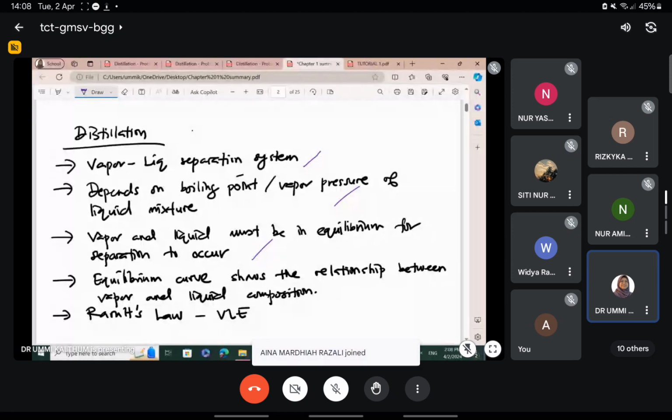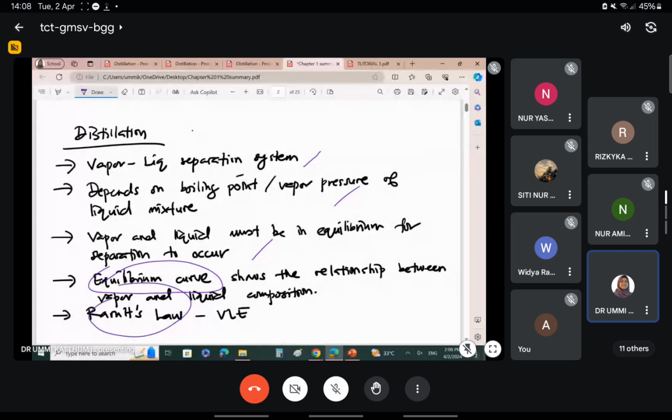Okay. So what is the vapor liquid equilibrium? So rate of the evaporation is equal to the rate of condensation then. Alright, so how to relate the vapor and liquid in equilibrium? So we use equilibrium curve. Okay, equilibrium curve shows the relationship between vapor and liquid composition. Okay, and how to determine the mole fraction in liquid and vapor phase? So we use Raoult's law. Okay.